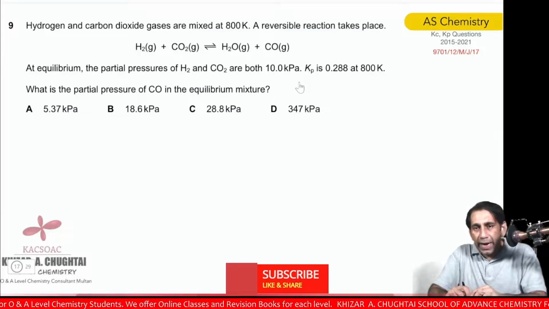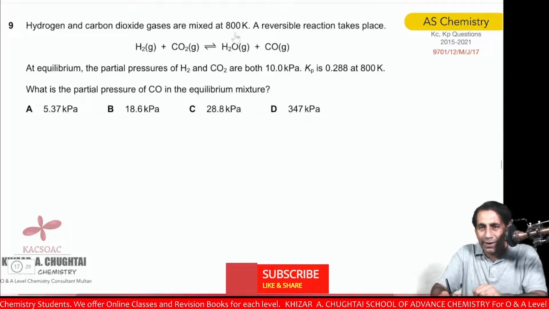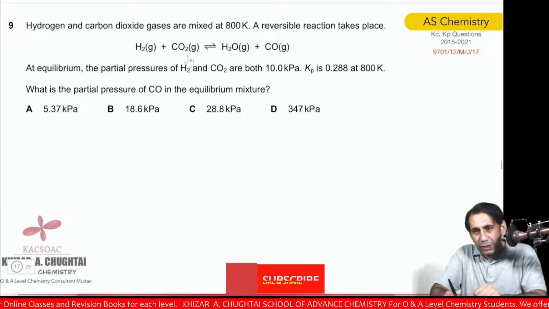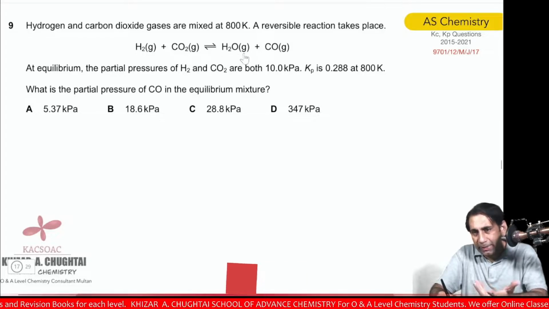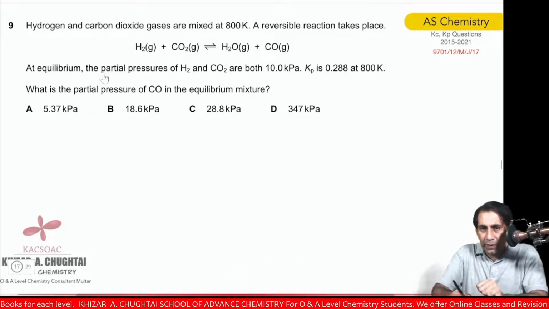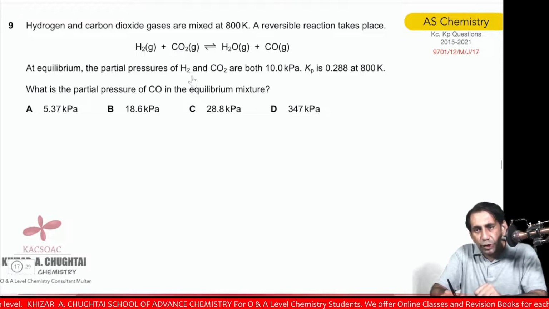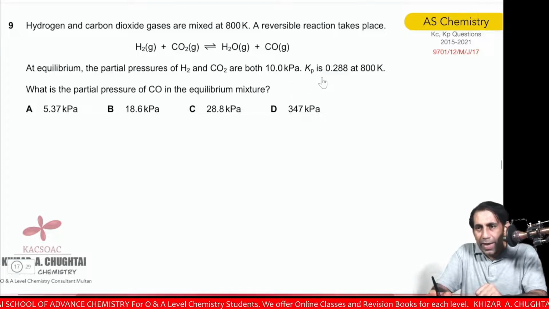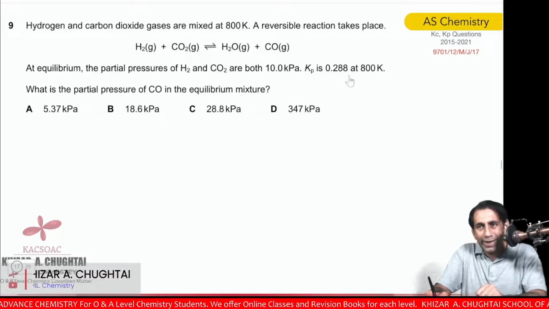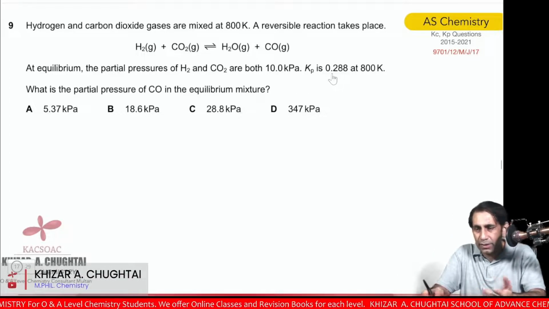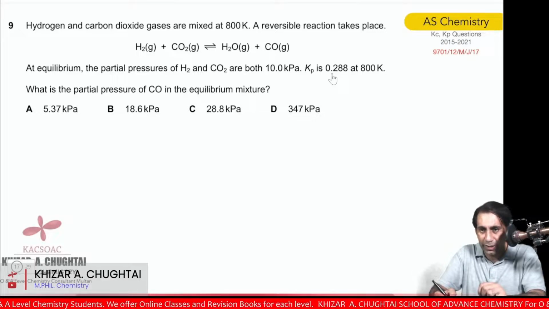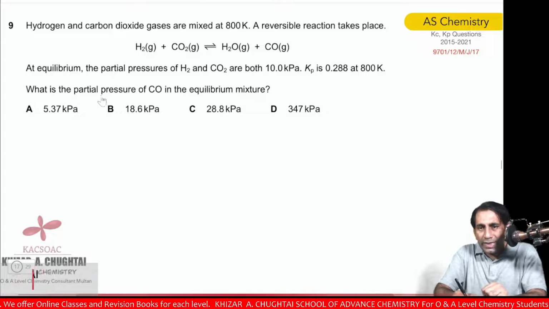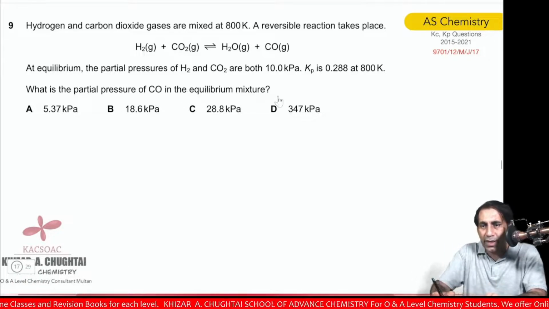Next question. Hydrogen and carbon dioxide gases are mixed at 800 Kelvin. A reversible reaction takes place: H2 gas plus CO2 gas goes to H2O gas, like steam, and CO gas. At equilibrium, the partial pressures of H2 and CO2 are both equal to 10.0 kilopascal, and Kp is given, that is 0.288. Once again, the Kp is given, this is a simple question. So, what is the question? What is the partial pressure of CO in the equilibrium mixture?